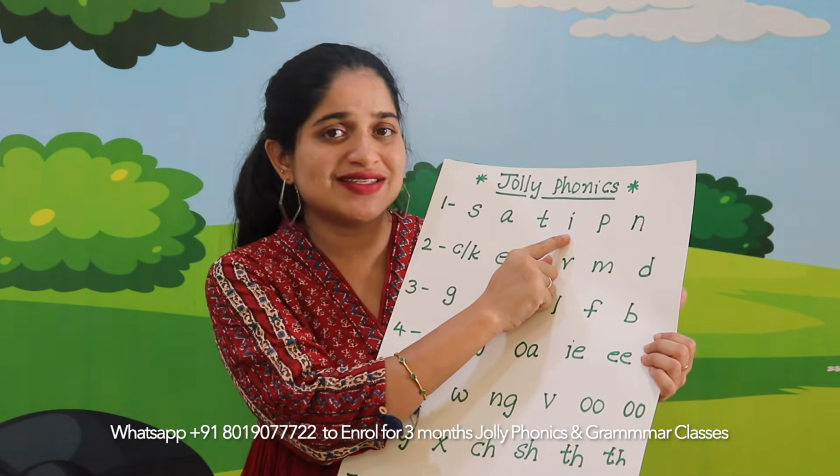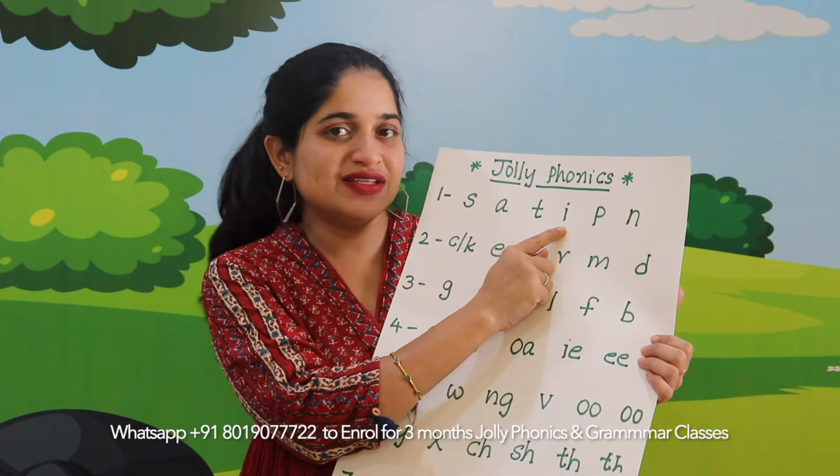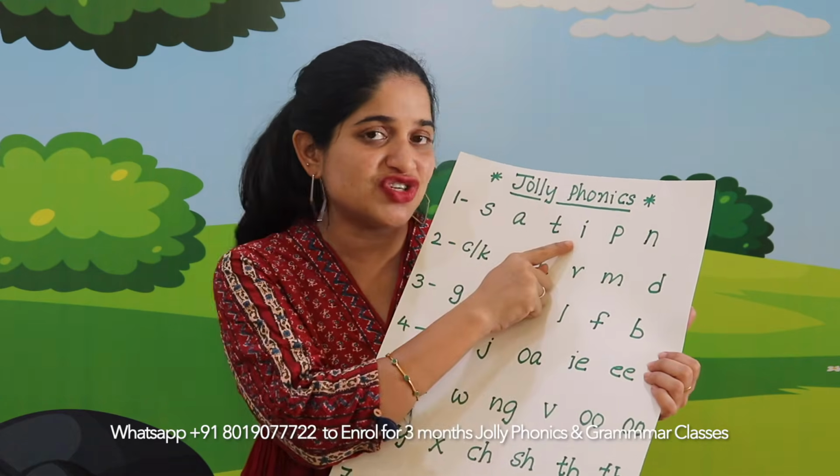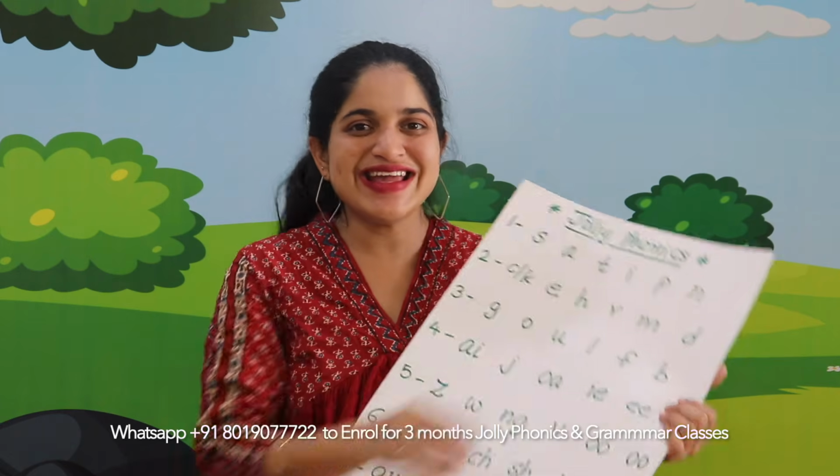Now let's move on to the next letter in the first group. This is letter I, and can you now tell me the phonic sound of this letter I? E. And what could be the action for this letter I? Look at me. E. You have to widen your lips and say E. Can you all show me your teeth? E. This is the sound for letter I.